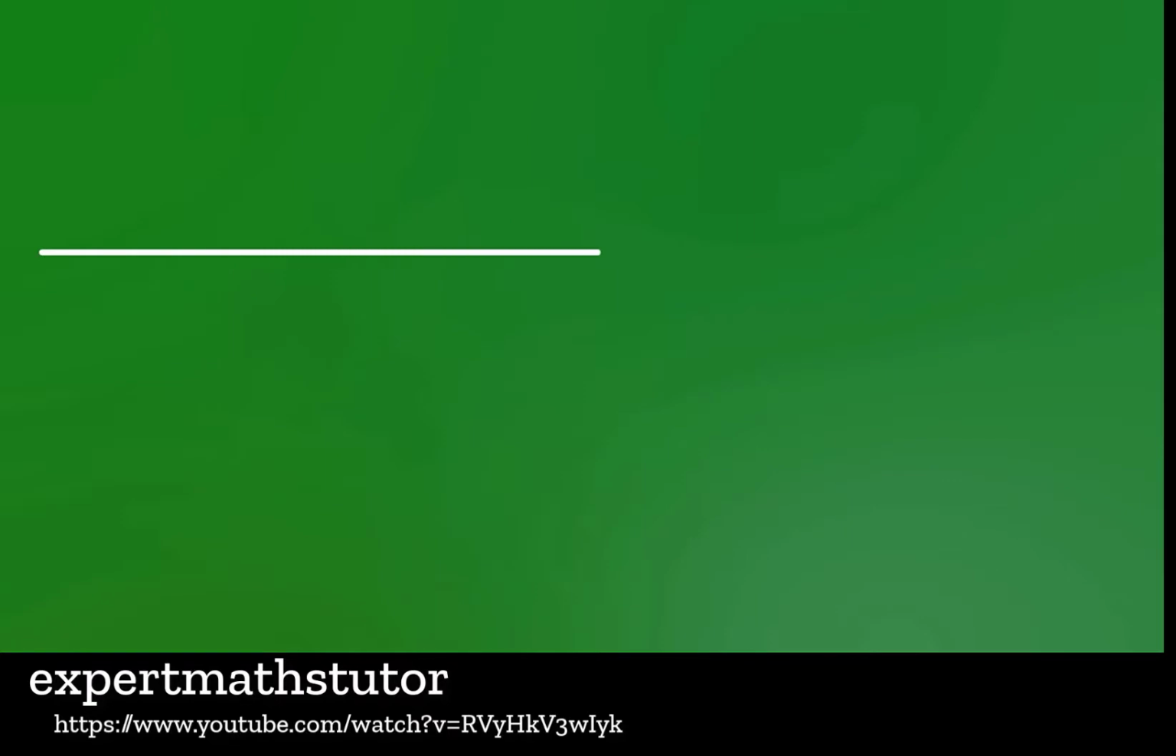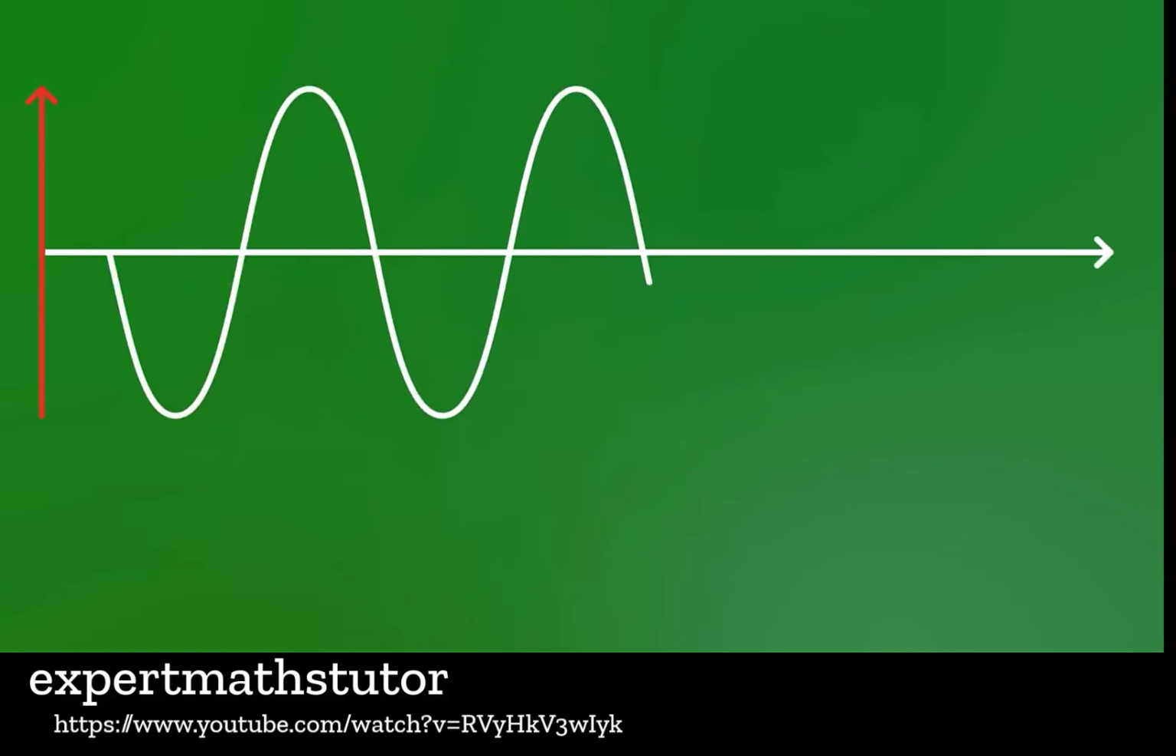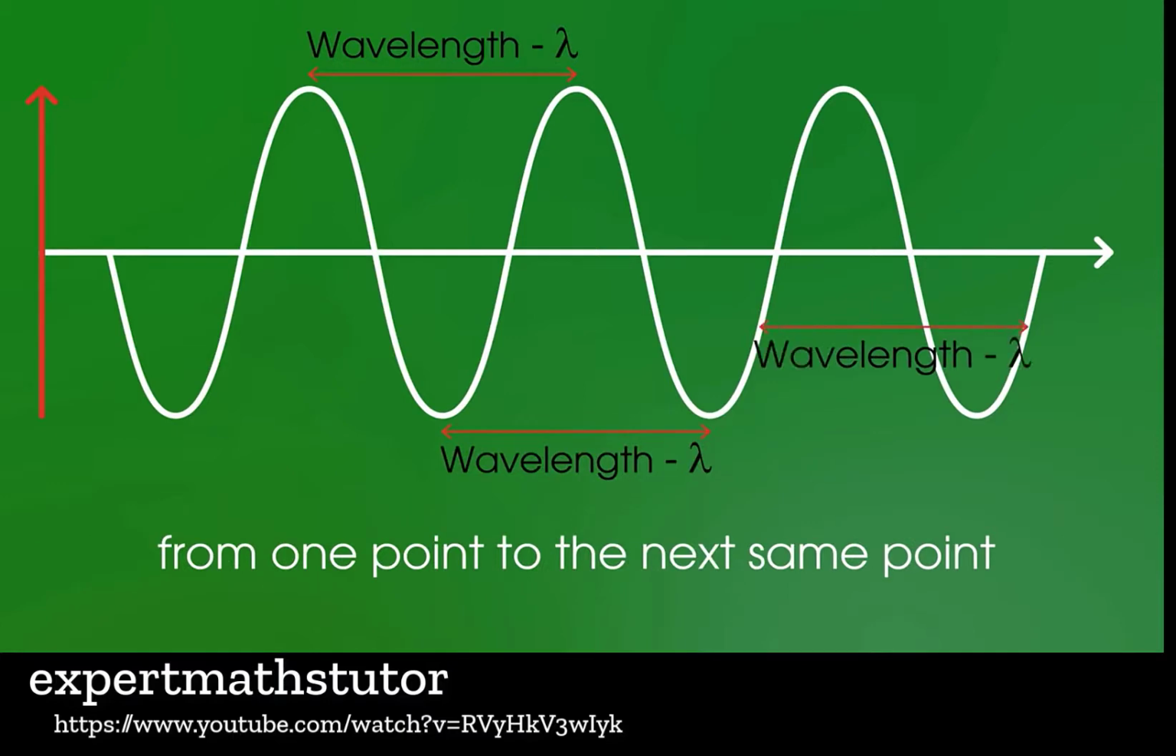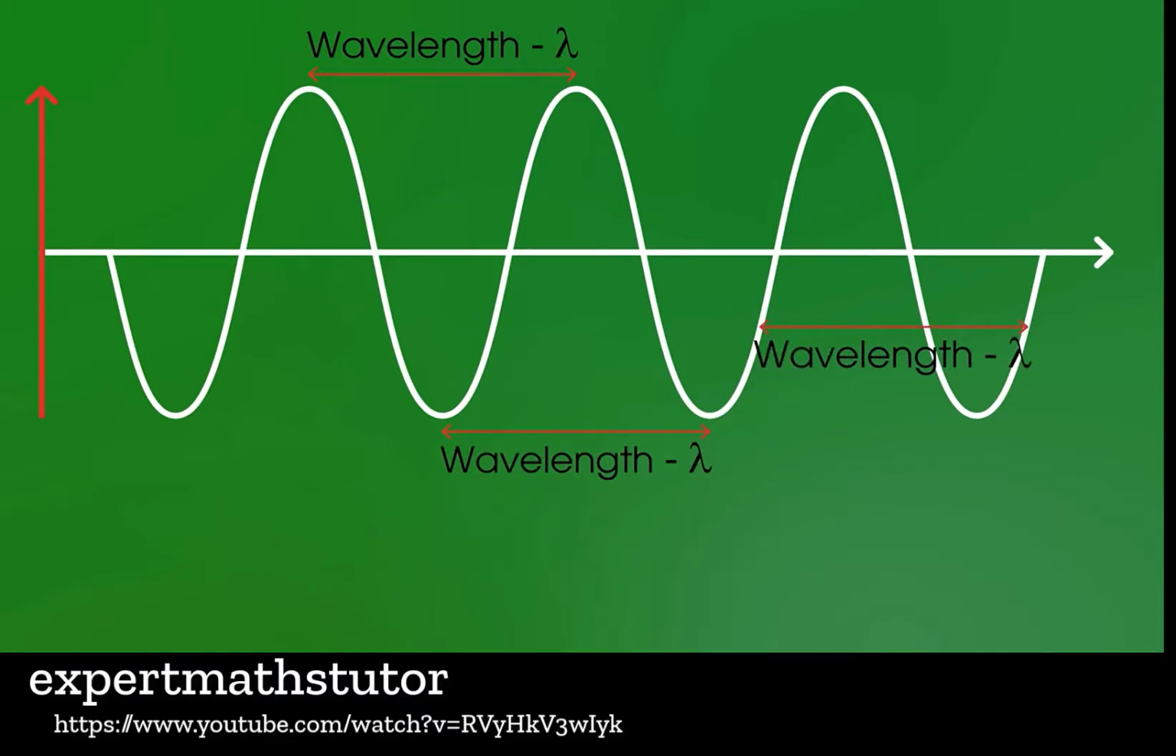Finally, we need to know some key features of waves. First off, wavelength. A wavelength is the length of a full cycle of a wave, from one point to the next same point. It's easiest to think of as a distance from crest to crest or from trough to trough. And we measure it in meters, and it's given the symbol lambda, a nice Greek symbol.